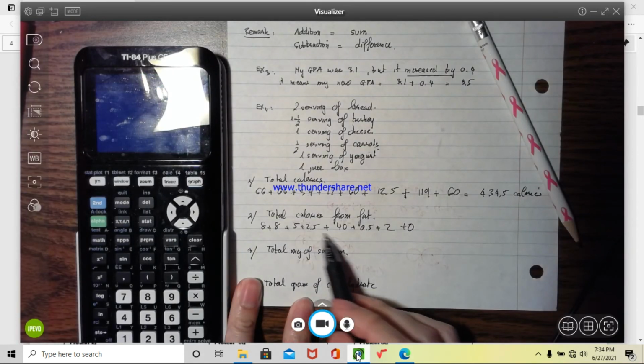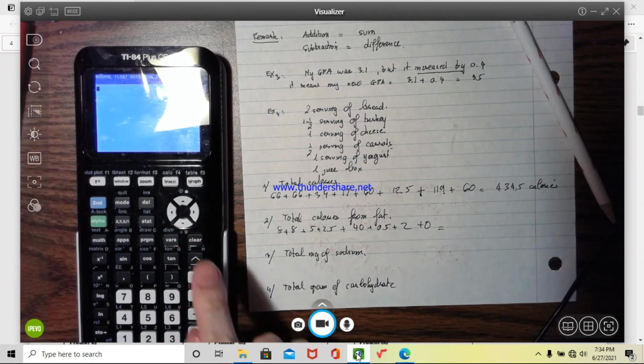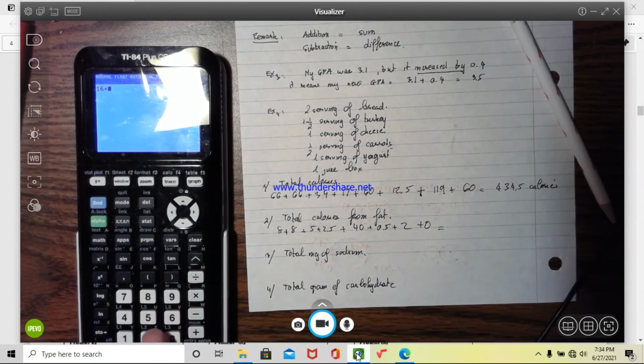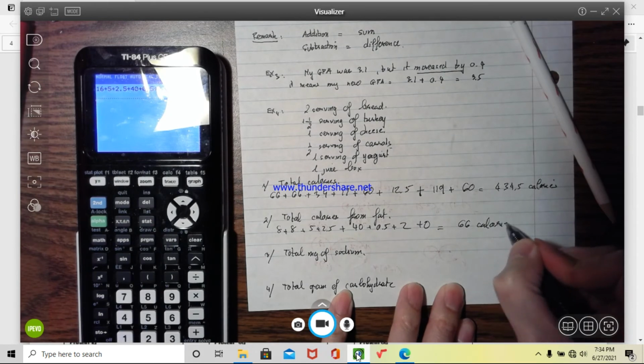Right? So we add all of them. So we give you so a plus 16, right? 16 plus 5 plus 2.5 plus 40 plus 0.5 plus 2. So give you 66 calorie from fat. Okay.